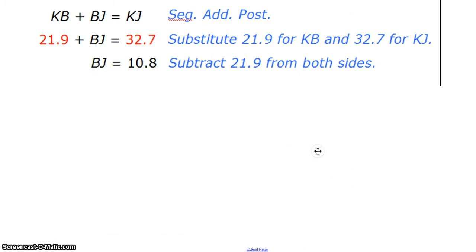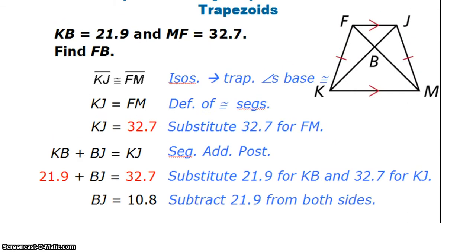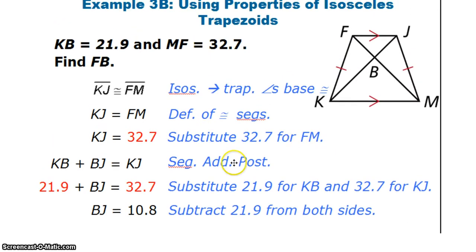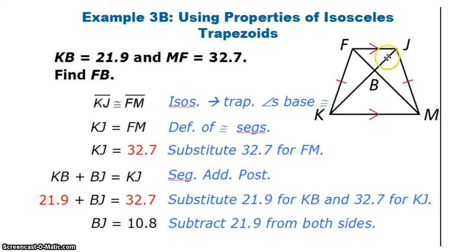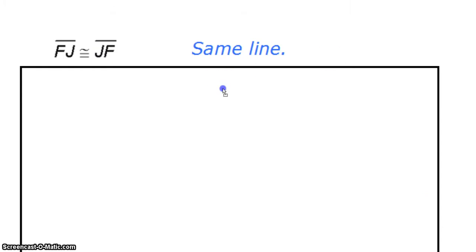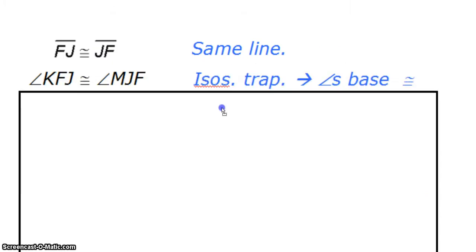Our question was the length of FB. But how is this segment here, JB, related to FB? Congruent, right? Okay, so we can say that FJ is congruent to JF, and our reasoning there is it's the same line, or we have said reflexive.